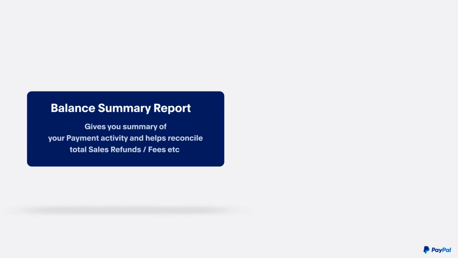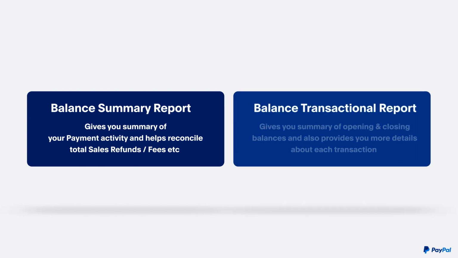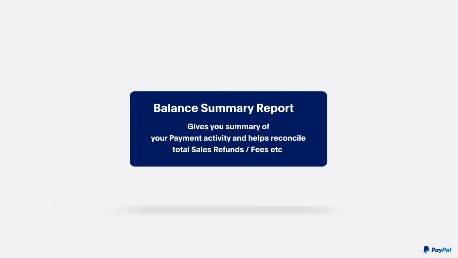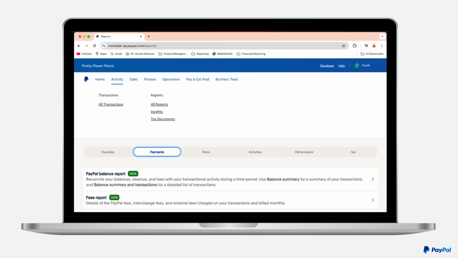Let's get started. There are two templates of the balance report, a summary report and a transactional report. First, we'll look at the summary report. I have scheduled this report and can open it from my PayPal account. Now let's take a look at how to access this report and generate and download the report.